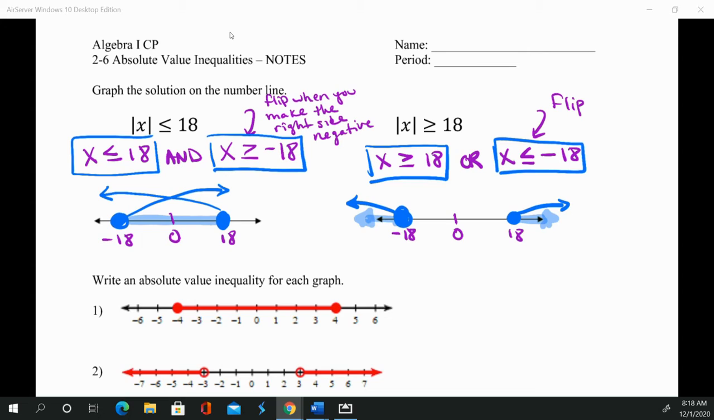Okay, so one option is you can always write the given inequality without the absolute value symbols, flip the inequality symbol, make the right side negative, graph it on a number line, and see if it's an and or an or. But don't worry, there are some rules that apply here that will make it a little more streamlined for you.